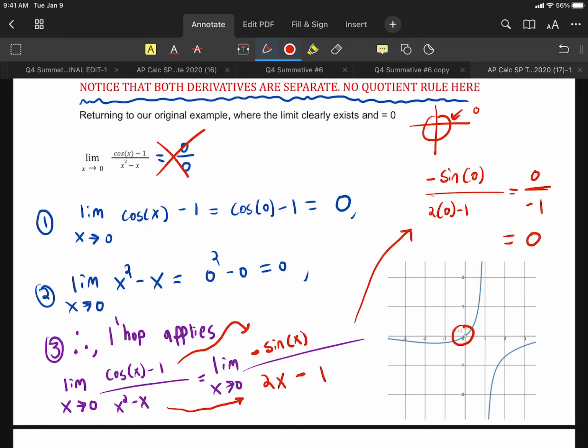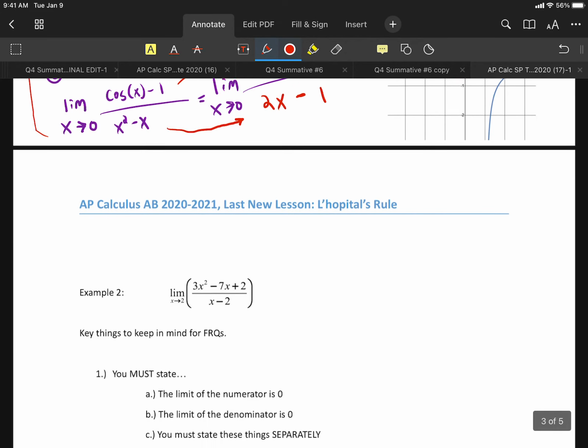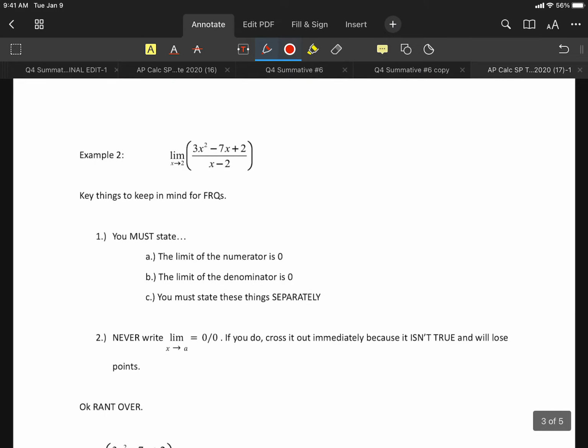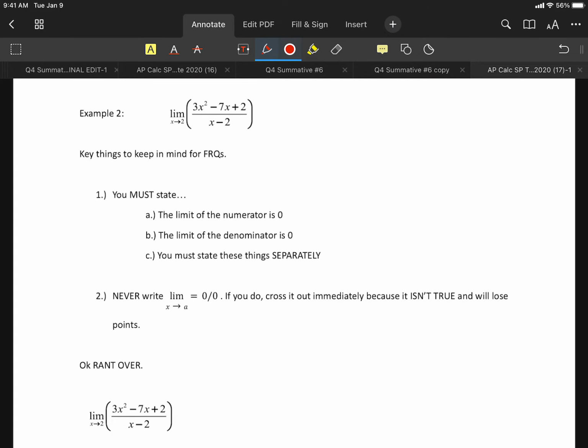Okay? Let's do one more example. Really, I want you to focus on pretending this was an FRQ. If this is an FRQ, you would have 1 point for stating these separately. If you have 0 over 0 written on your paper and you don't have it crossed out, you lose that point. A second point for saying L'Hopital's rule applies, and a third point for actually working it all the way out to the end. So let's do one more of these, and then the rest of it will be yours for the Delta Math.